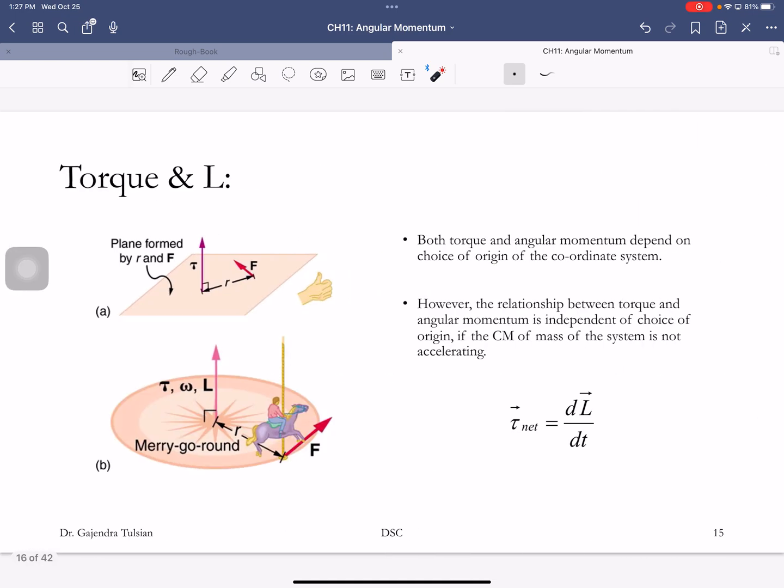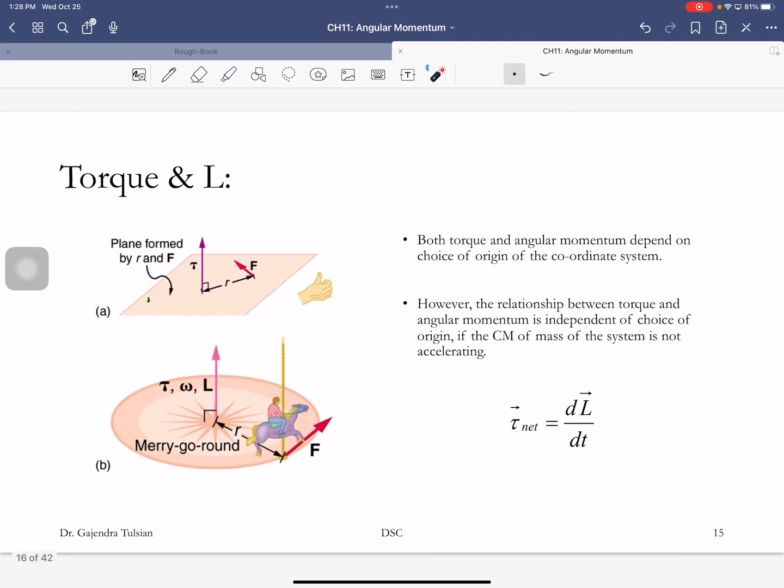Okay, net torque acting on an object is dL by dt. So this relationship between torque and angular momentum is independent of the choice of the origin. What the statement is saying is that each of these depends on what point you calculate the torque about. If you calculate the torque about this point, for the same force, torque changes, but then you calculate the angular momentum about the same point, and it correspondingly changes, and so this equation will remain valid. Okay?